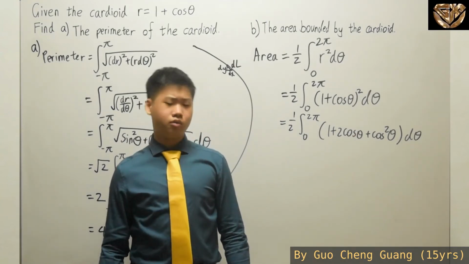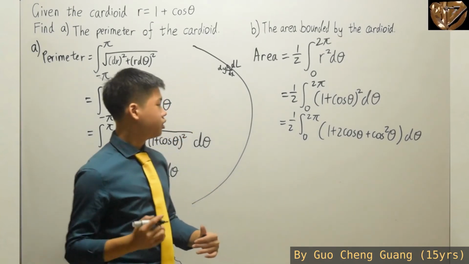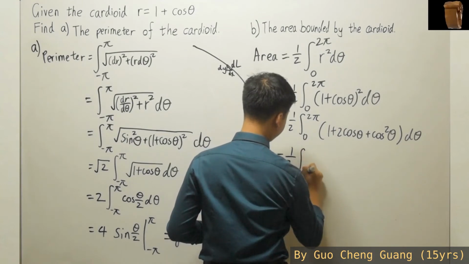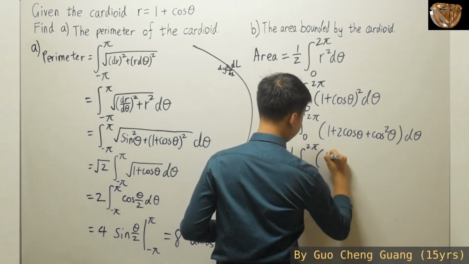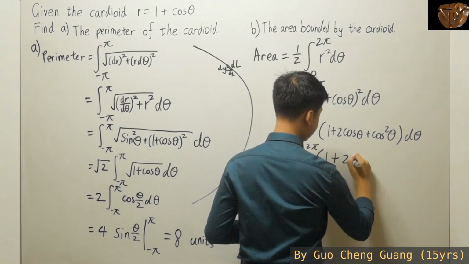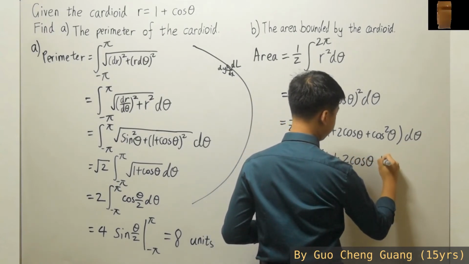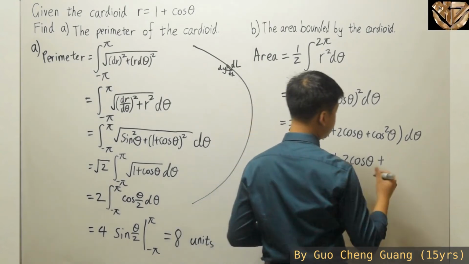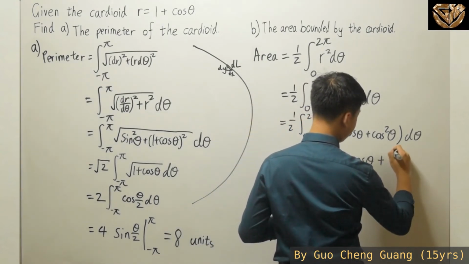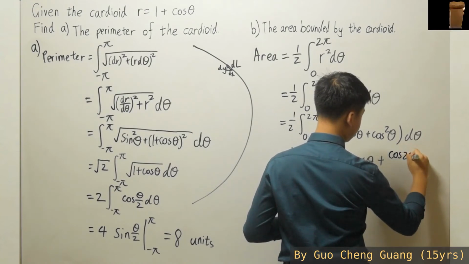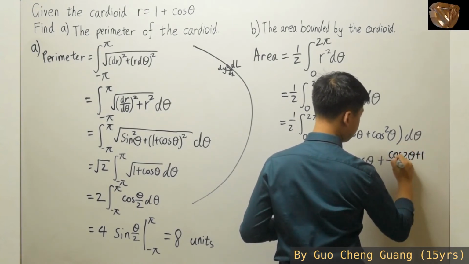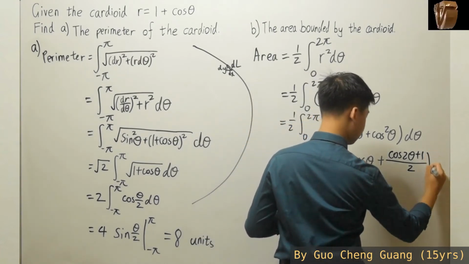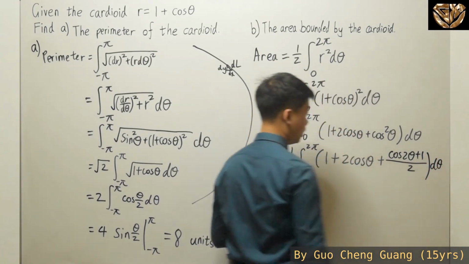Cosine squared, how do we integrate that? Well, we would use the double angle formula. And what would that leave us with? So 1 plus 2 cosine theta. Now, if you can recall your double angle formula, then this would just be cosine 2 theta plus 1 over 2. And then here, the theta.